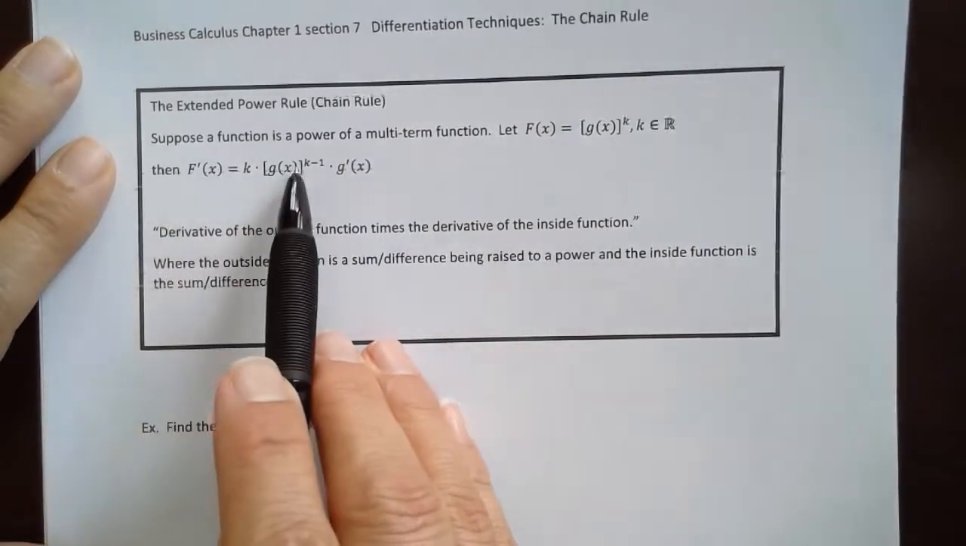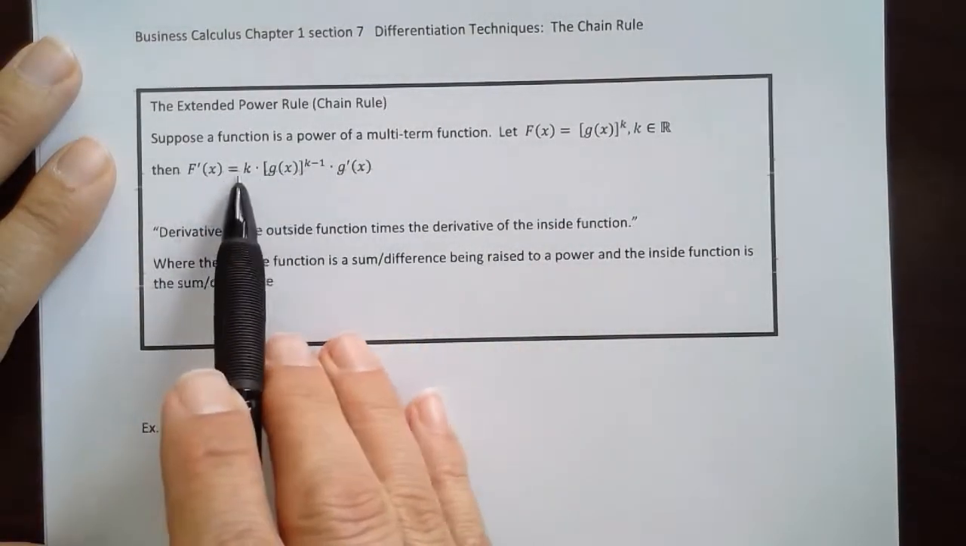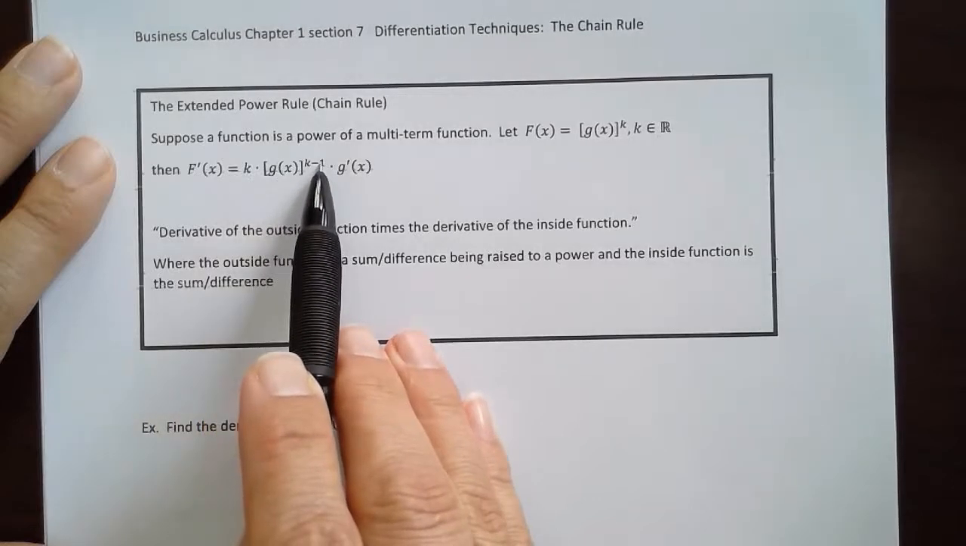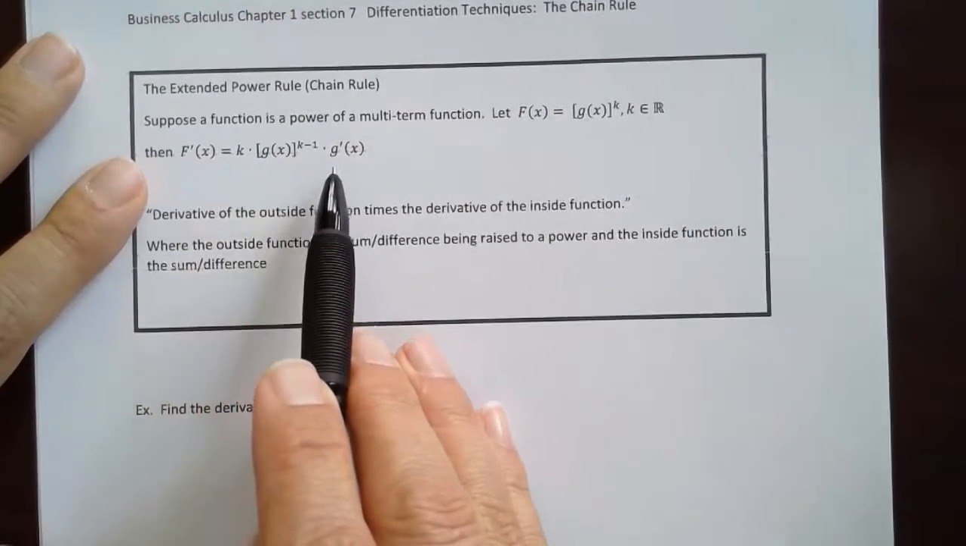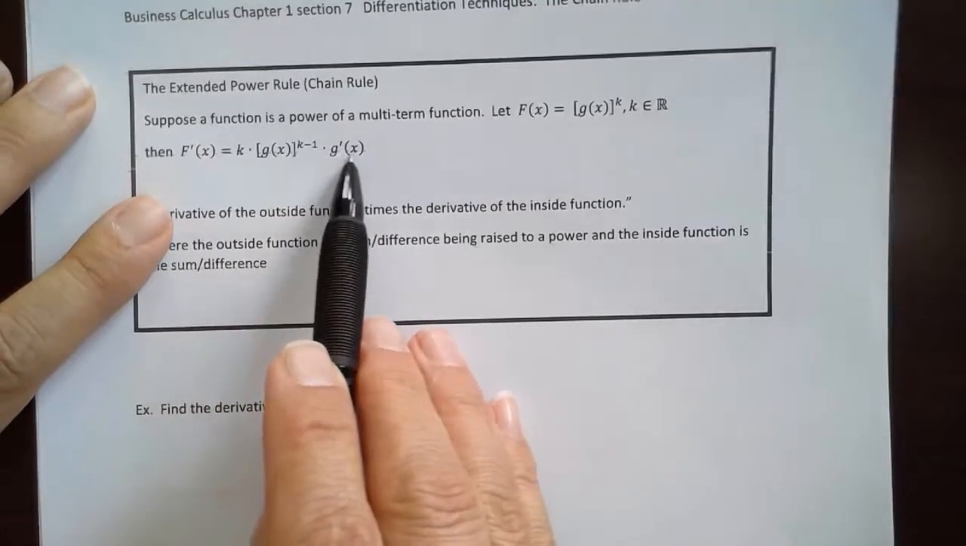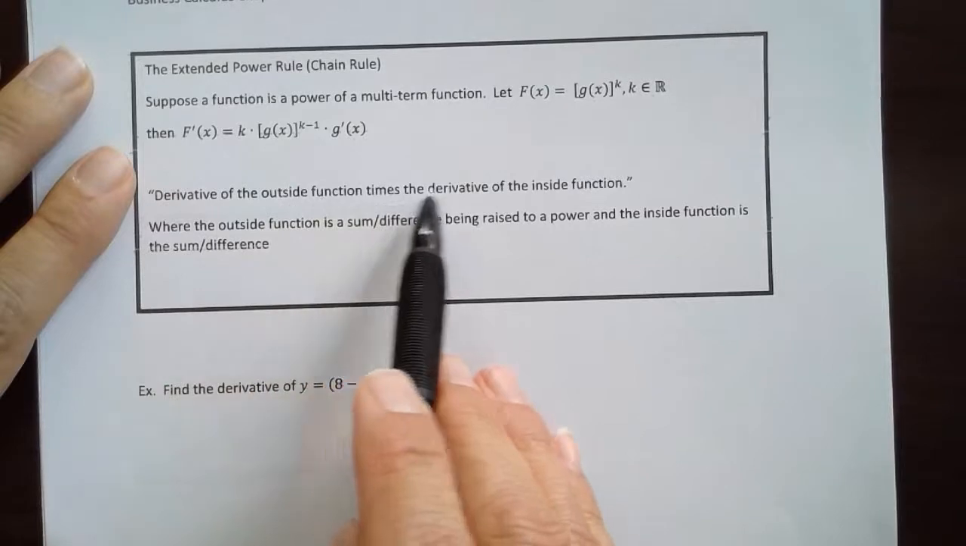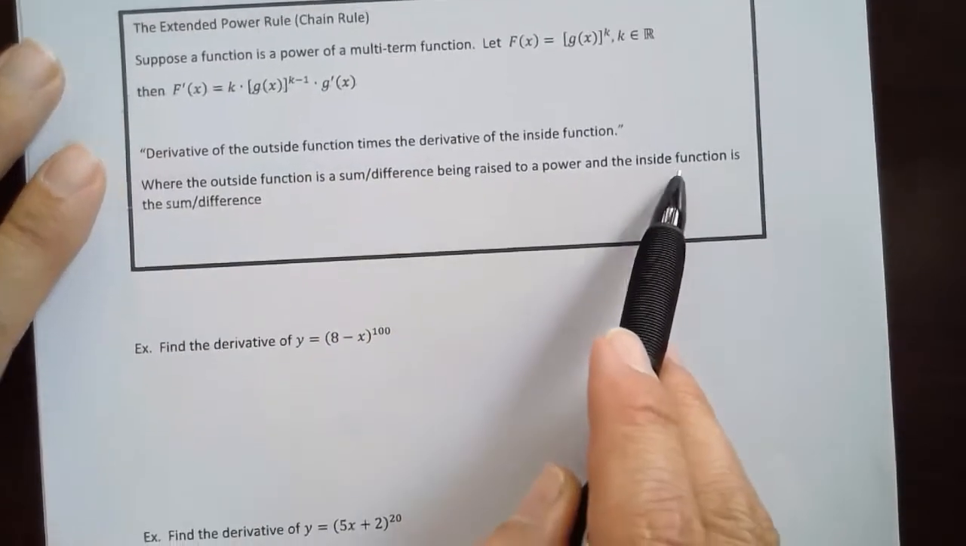So the derivative is going to be the derivative of the outside, which would be the power times the function raised to the k minus 1 power, times the derivative of that multi-term inside function. So the derivative of the outside times the derivative of the inside, and we'll be good to go.